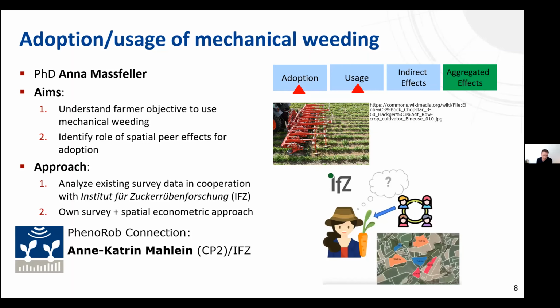The approach that we take is that we want to use existing survey data in cooperation with the Institute for Sugar Beet Research, that was mentioned also in the previous talk, primarily for the first aim. And for the second, we are planning to do our own survey in addition, where we try to develop a new tool where farmers indicate on the map, which is what you see below, on which fields they use a certain technology, and also where neighbors use a certain technology, so that we can then use spatial econometric approaches to study the peer effects and the neighboring effects. In terms of FINOROP cooperation, that is something that we are currently working on together with Ann-Kathrin Malan, who is in FINOROP, as well as heading the IFZ, and I think that is for us a really useful and helpful collaboration.